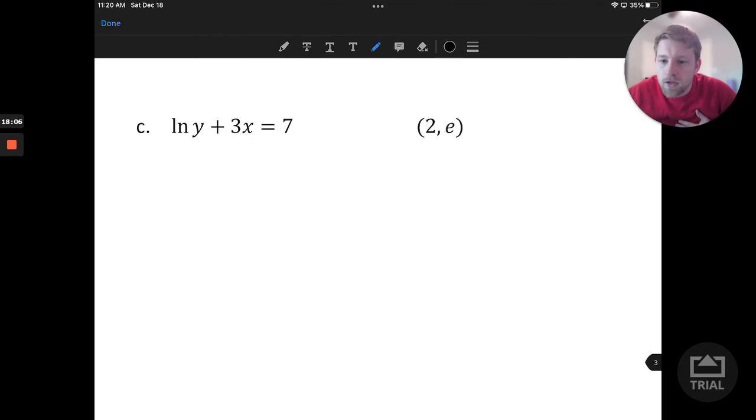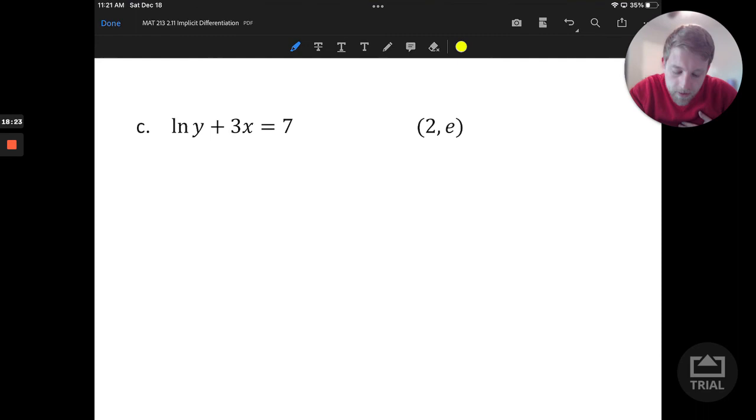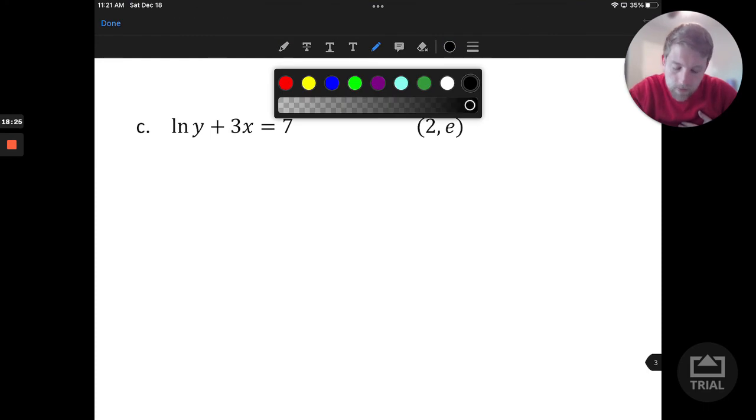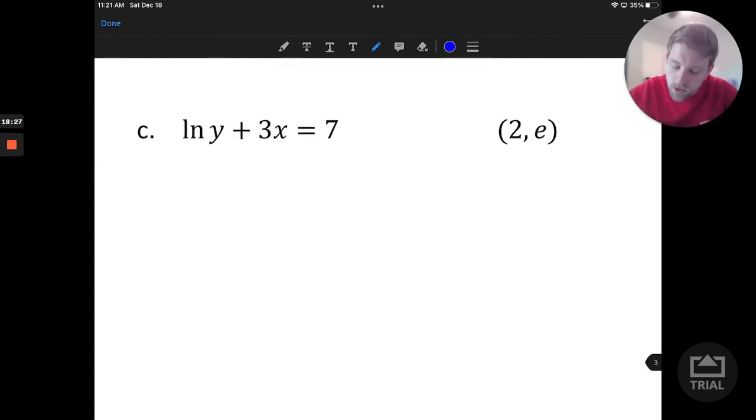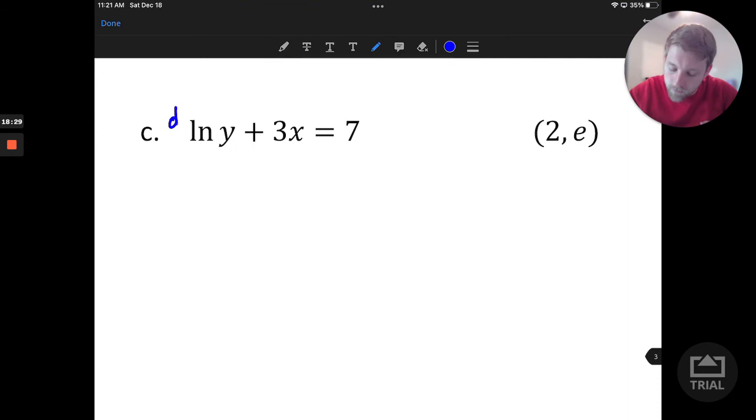So we have the natural log of y plus 3x equals 7, and we're considering the point 2, e. Remember, e is a constant value here, so we'll want to treat that as a constant. So let's go ahead and take the derivative with respect to x of both sides again, and we'll walk through the tangent line process. So we have the derivative with respect to x, and then the derivative with respect to x.